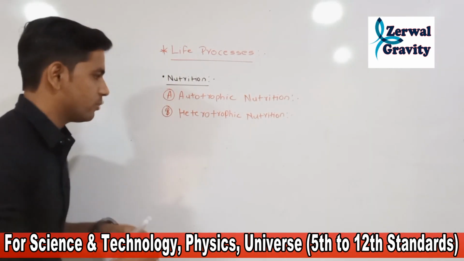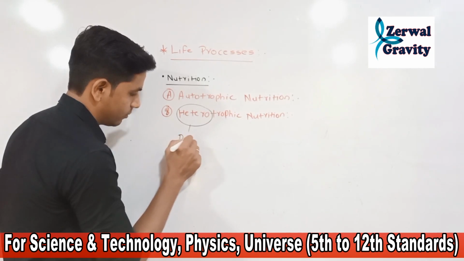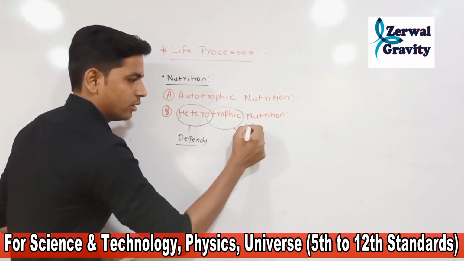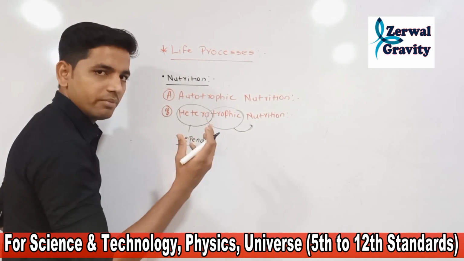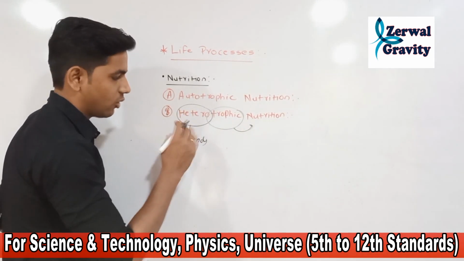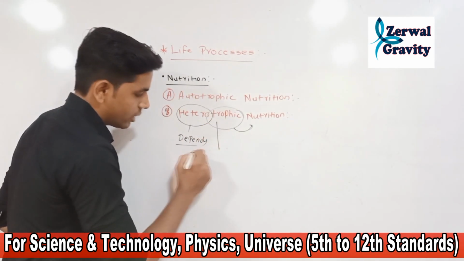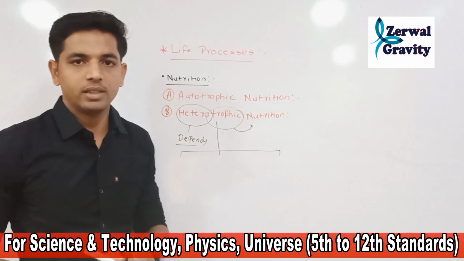So heterotrophic mode of nutrition: hetero means depends, trophic means nutrition. It means such a type of organisms or living beings depend on other organisms for food. We call it what? Heterotrophic mode of nutrition. Heterotrophic mode of nutrition shows three basic types. Yes, three basic types are there.